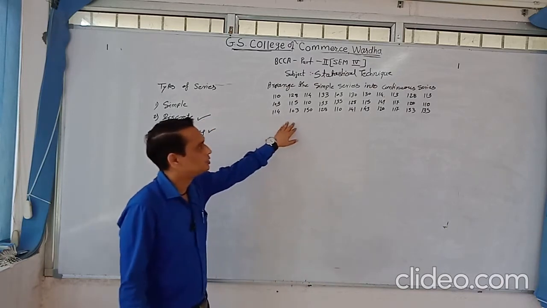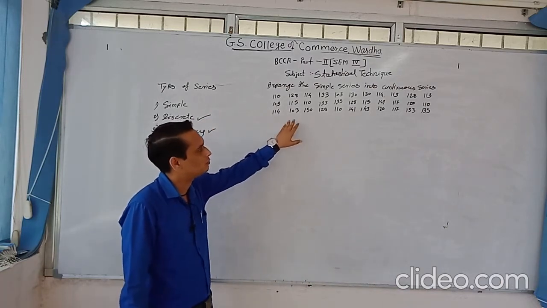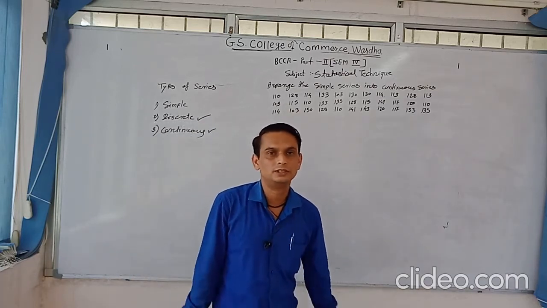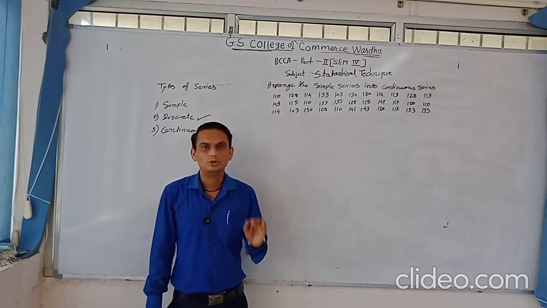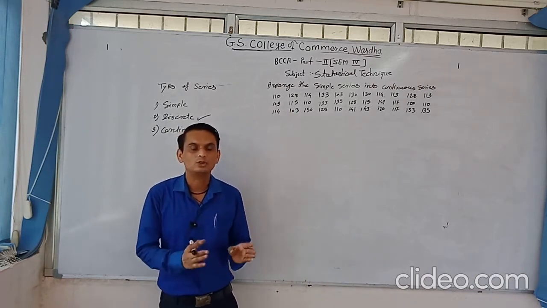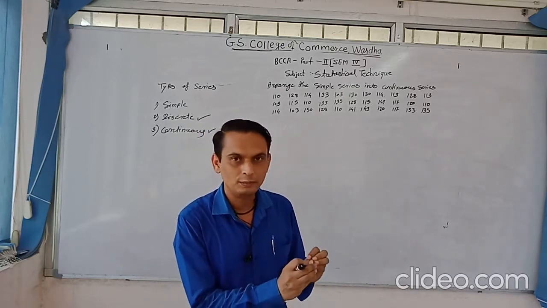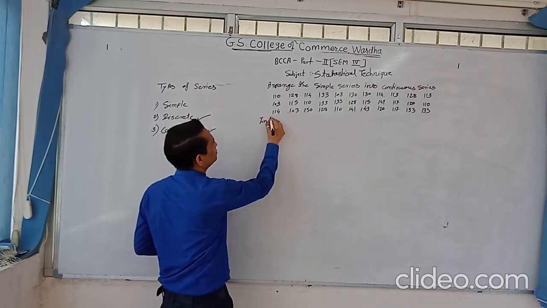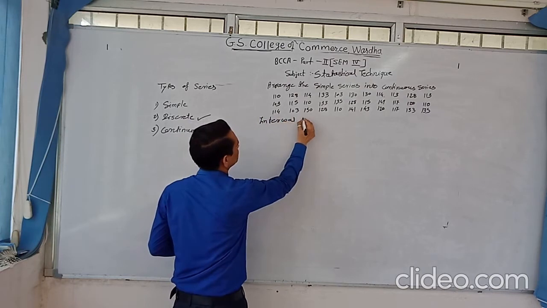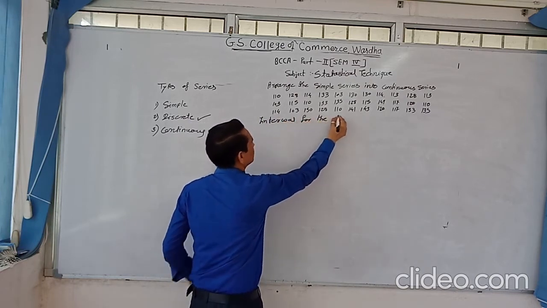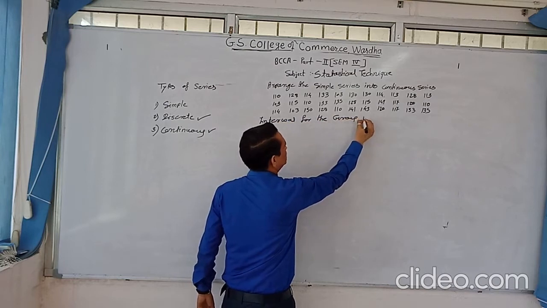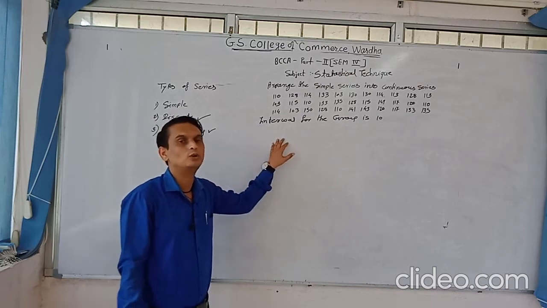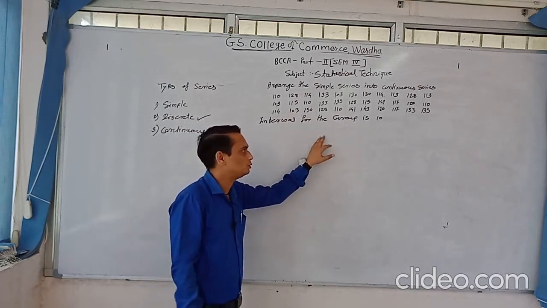Okay, we have the simple series, meaning data or observations are in a scattered form. To convert the simple series into a continuous series, we should know the interval, meaning the groups should be made from the lower limit to the upper limit. So the interval for the group is 10, meaning the difference between L1, the lower limit of the group, and the upper limit of the group is 10.